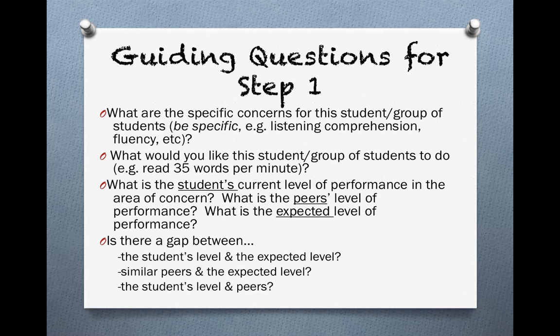The guiding questions for TBIT Step 1 are: what are the specific concerns for this student or group of students? What would you like this student or group to do? What is the student's current level of performance in the area of concern? What is the peer's level of performance? What is the expected level of performance? Are there gaps in these levels of performance? Once the problem is identified, the team moves on to the next step, problem analysis.